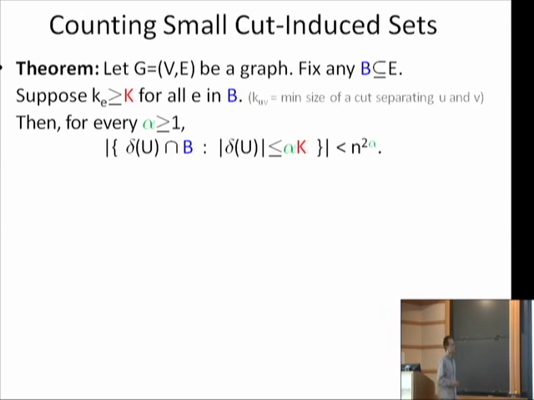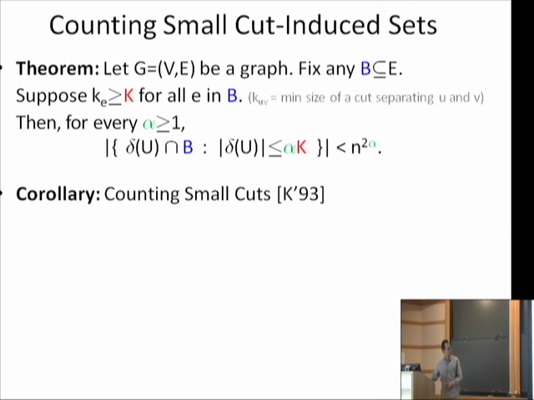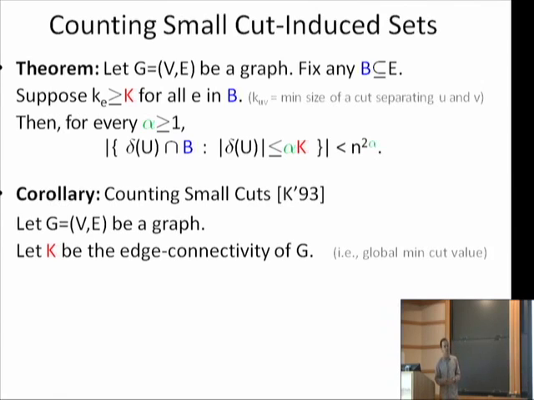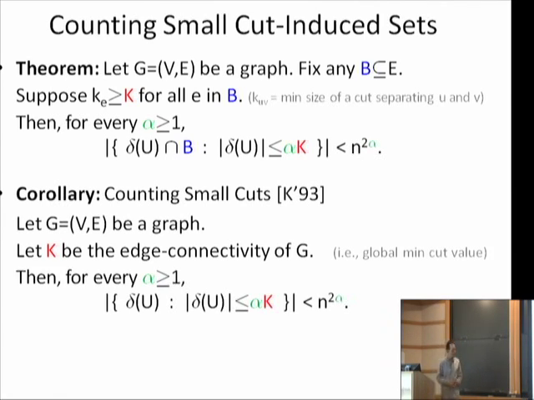And again, it's a little bit tricky to parse what it means. So let me illustrate it by comparison to Karger's result. Karger in '93 gave this useful fact about small cuts in an undirected graph. He said, if you have any undirected graph with global connectivity value k, then the number of small cuts, so the number of cuts of size at most alpha times k, is at most n to the 2 alpha. So that's well known. For example, the number of min cuts is at most n squared. The number of cuts of size at most twice the min cut is at most n to the fourth, and so on. So our theorem is a generalization of that.